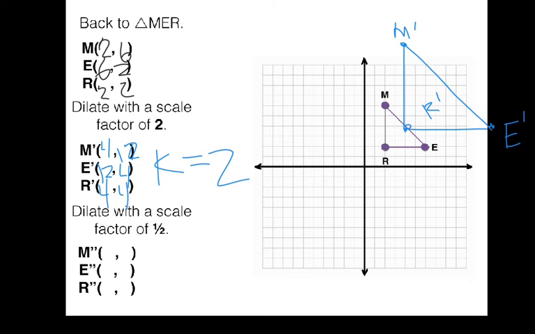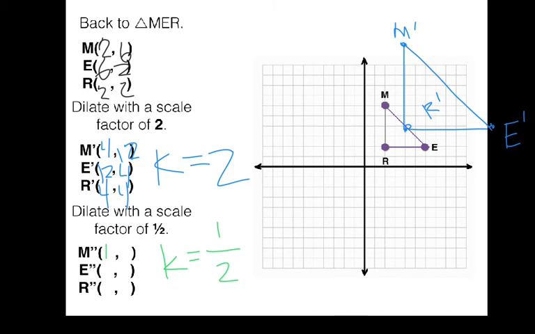Now, let's go back. This was when a scale factor was K equals 2. But what if we made a scale factor of 1/2? A, it's going to get smaller. And B, we do the same thing. I'm going to take all of my original x's and y's, and I'm going to multiply them by 1/2. Let's do this one in green. This means my K is 1 over 2.